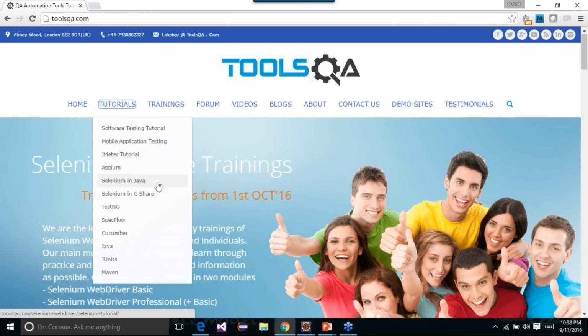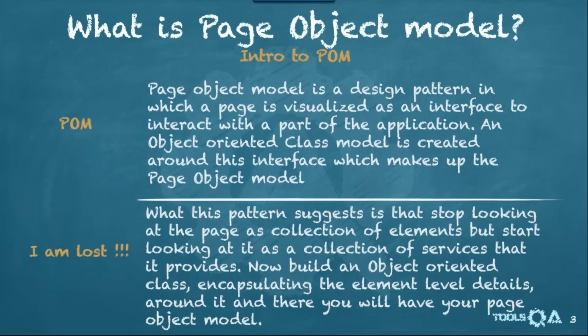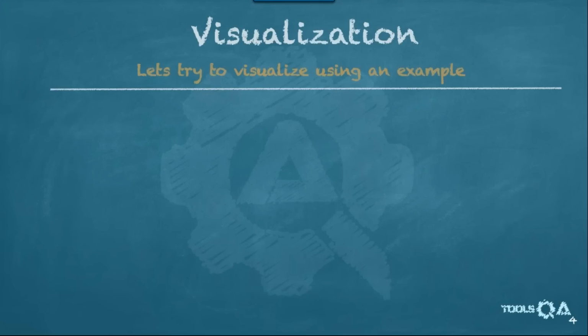You can go to Selenium C Sharp, Selenium in Java, but the whole idea is that it's not just a collection of elements, it's basically letting you do things on a page. All right, so I will not emphasize more on this part, and we will see it in the code when we actually write something out.